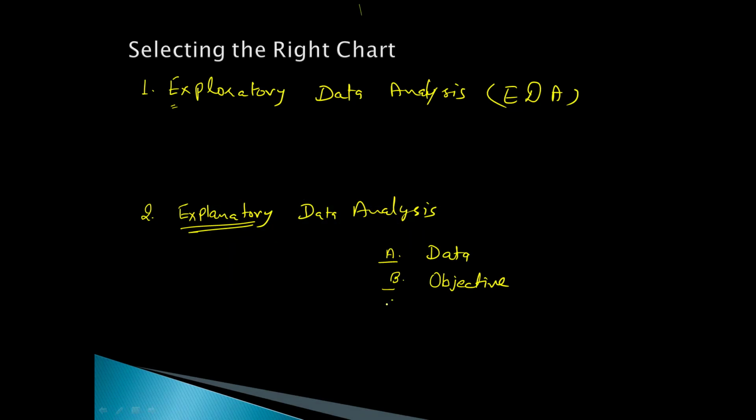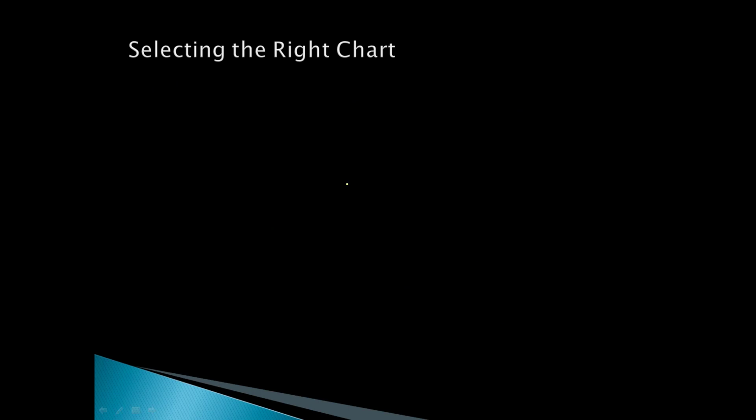And of course, it depends on context and audience, which we have just introduced to you. But these two topics we will discuss in greater detail when we talk about storytelling with data later in the series. As of now, we will focus on these two, data and objective, to understand how we can select the right chart. Now let's talk about how we can use data types and objective to select the right chart.